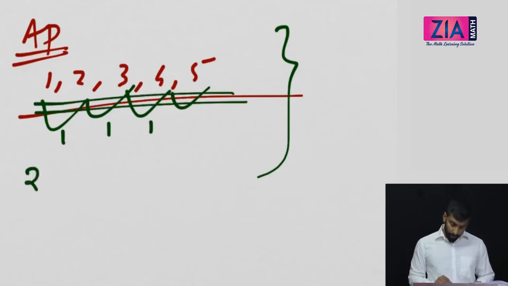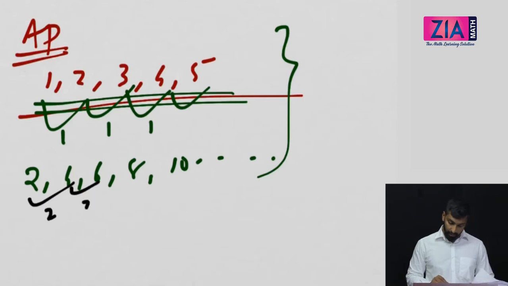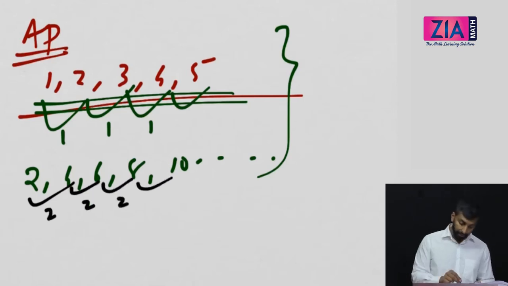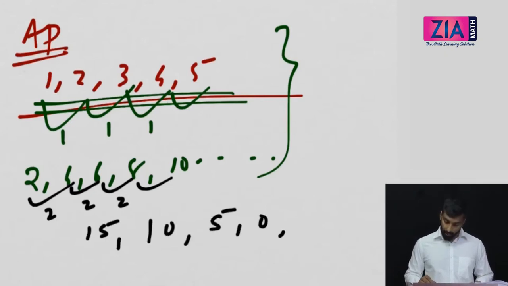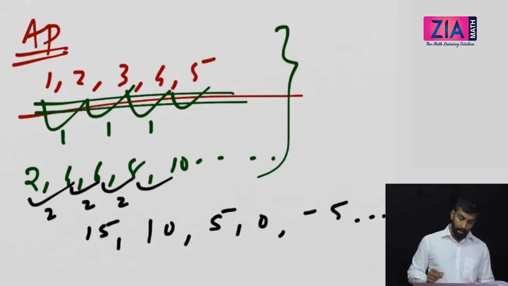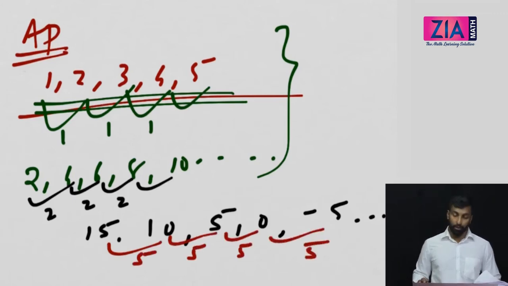Now if you take 2, 4, 6, 8, 10, etc., this is also an AP, right? Because you have a common difference of 2 here. Now if you take 15, 10, then 5, 0, minus 5, this is also an AP, right? So here also you can see the difference is 5, difference is 5, difference is 5, difference is 5, right? So this is also an AP.